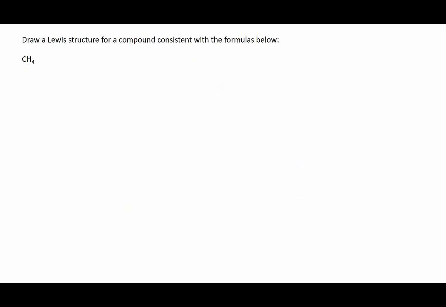So let's apply this to a simple problem. Draw a Lewis structure for a compound consistent with the formulas below. CH4. First off, you should recognize that carbon has 4 valence electrons. Each hydrogen atom has 1. Carbon's going to make 4 bonds. We have 4 hydrogen atoms. So on each side of the carbon, we will have a single bond to a hydrogen. Each of these bonds represents the pairing of 2 electrons.